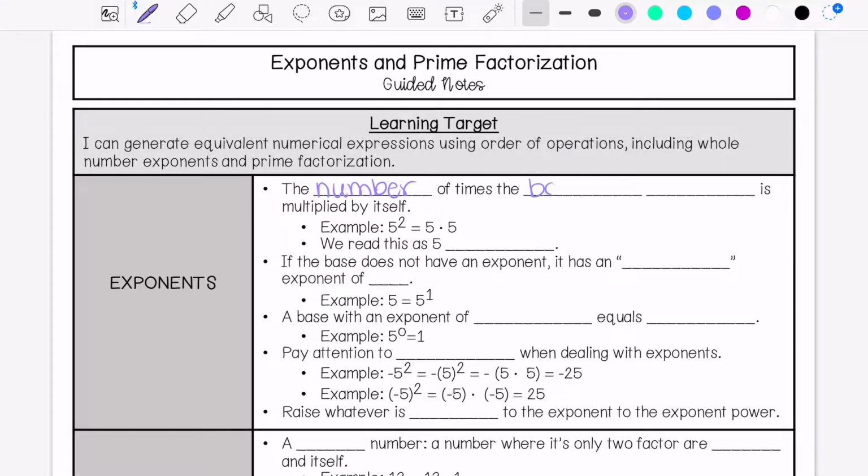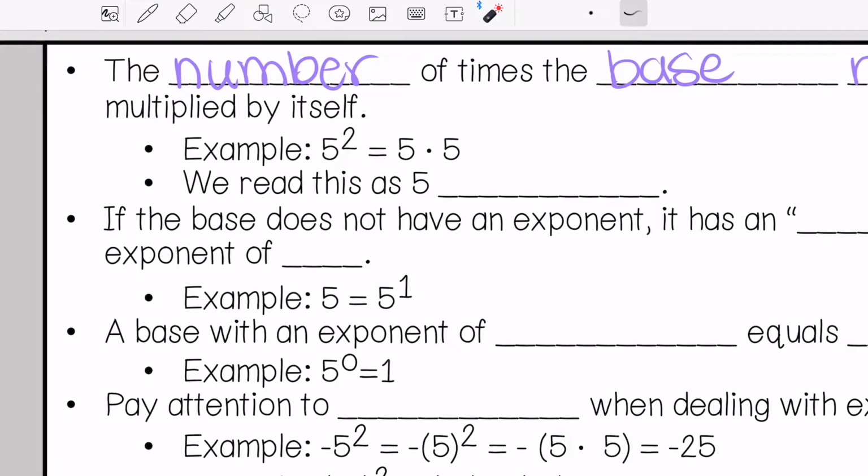the base number is multiplied by itself. So in this case, we have the base number, which is 5, and the exponent, which is 2. So this means 5 times 5. It's being multiplied by itself 2 times. We would read this as 5 squared.